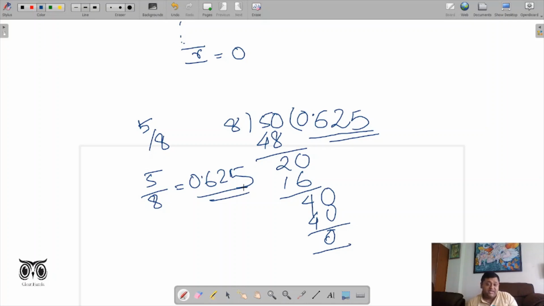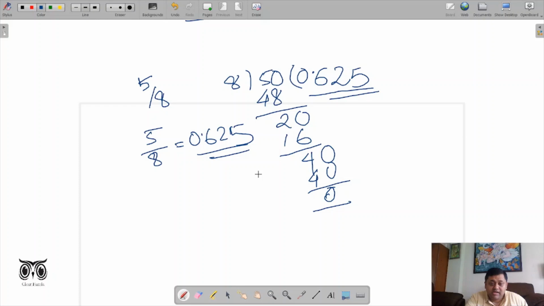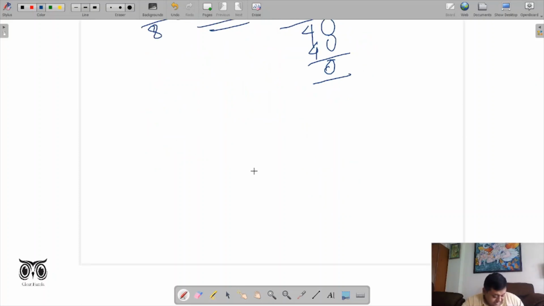Now you observe this. I'm giving you one more example of this particular thing. So let me give you another example. Say 3 by 4. So if we divide 3 by 4, so 3 ones are, sorry, absolutely the opposite one I did.